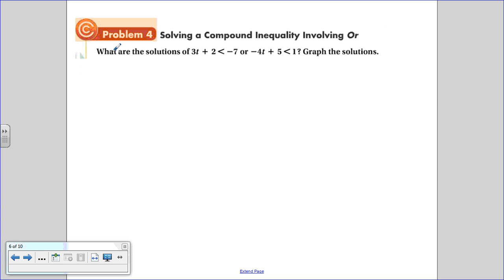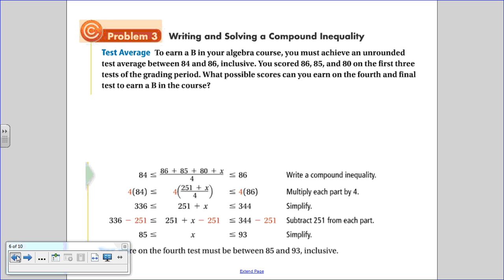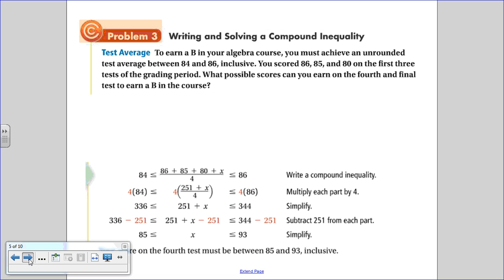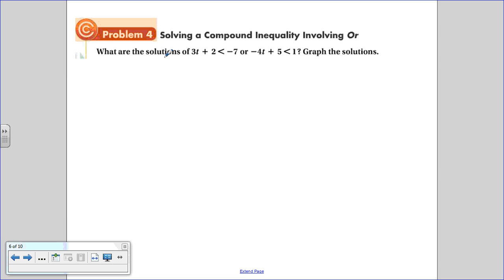Now dealing with OR, what are the solutions with OR? And then we have to graph. So OR, we write them separate. We can't combine them into one like we did here. We can't combine them into something that looks like this. Okay, OR always stays separate. So we solve both of them.